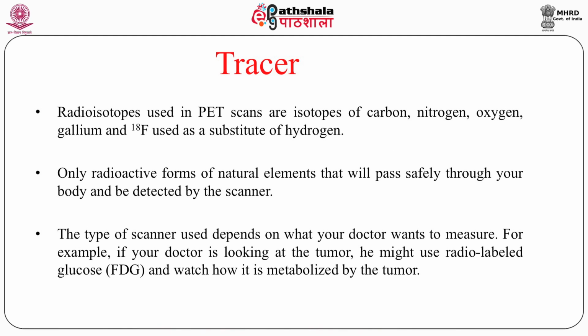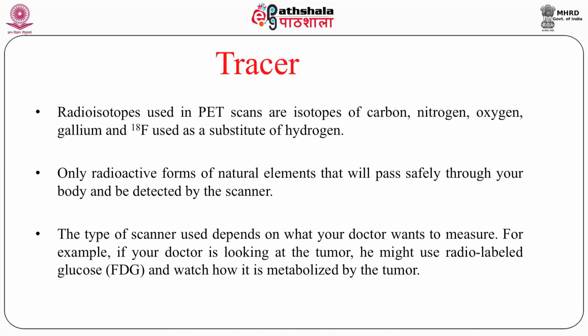But we are not using the positron directly. We need a tracer, because finally the tracer works in order to know the disease place. Radioisotopes used in PET scan are isotopes of carbon, nitrogen, oxygen, gallium, and fluorine 18, used as a substitute for hydrogen.